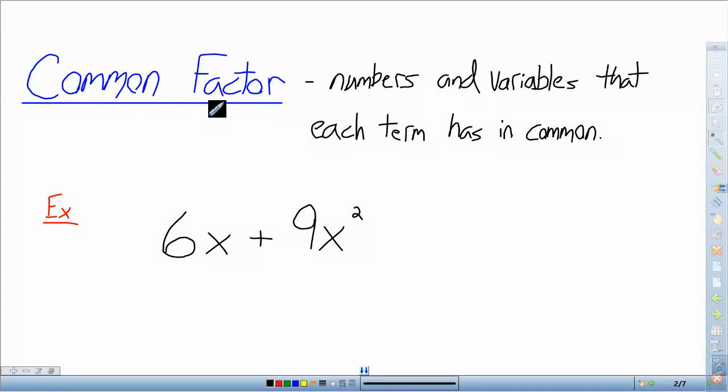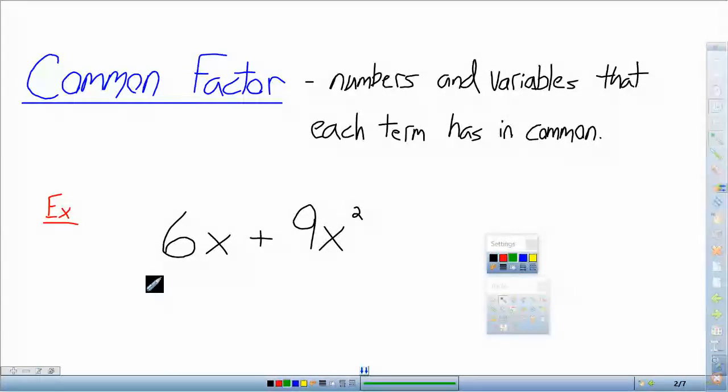So a common factor is basically numbers and variables that each term has in common. If I'm looking at these two terms, a common factor would be numbers and variables that I can take out of both of these terms that they both have in common with one another. Right now, because we're sort of new at this, the easiest way to do it is to break these two terms down into their factors and then literally just see what they have in common. So let's do it.